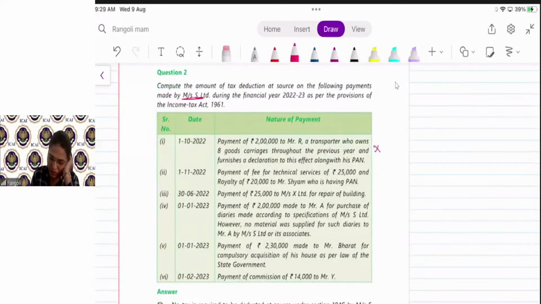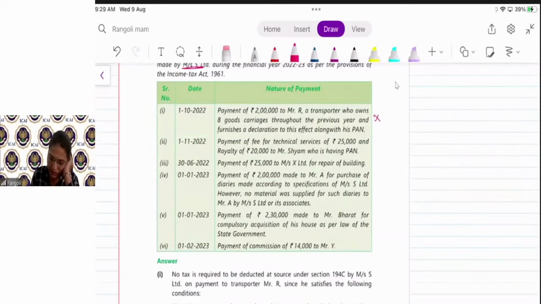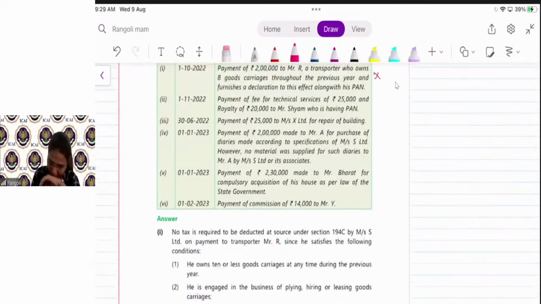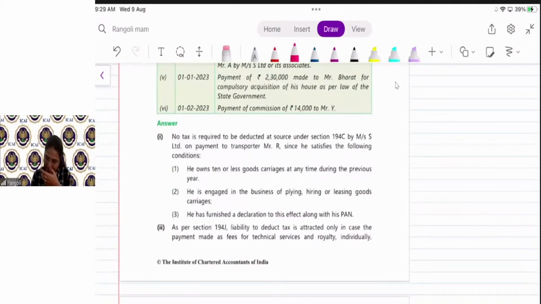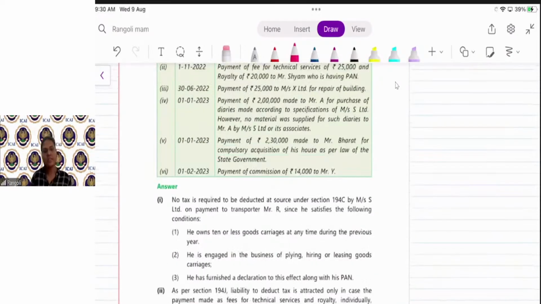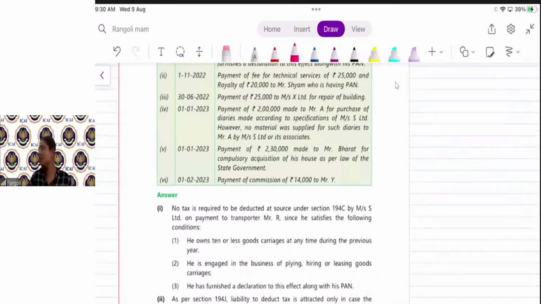Payment of fees for technical service 25,000 and royalty 20,000 to Mr. Shyam, who is having PAN. TDS is applicable or not? So we need to check the 30,000 limit individually. Yes or no? So here 30,000 for royalty, 30,000 for fees for technical service. Less than 30,000, no TDS is required to be deducted.